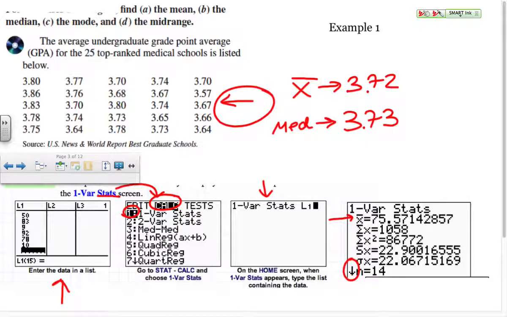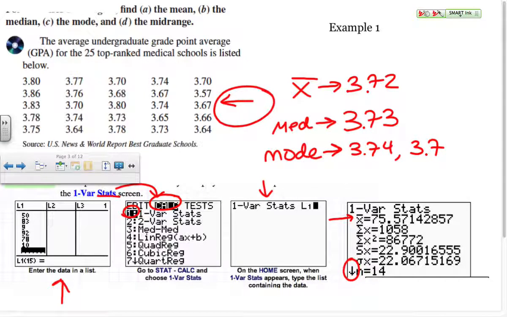But the mode, there are two numbers that actually occur the most in this one. So we will have two modes. And you can have more than one mode, you can have no mode. So we're going to have two modes, 3.74 and 3.7 occur the most often.